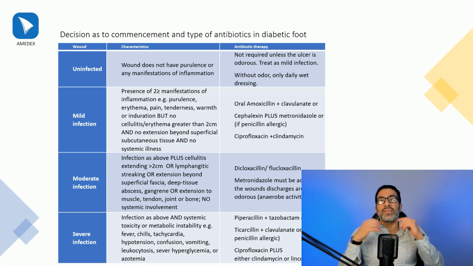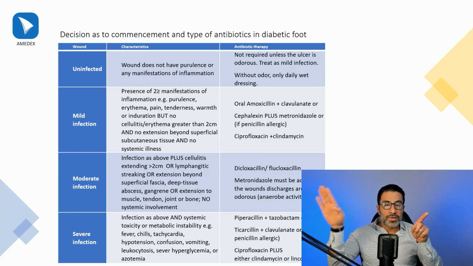So this is mild infection. Let's go through it again. Uninfected, we have no sign of inflammation or purulence, and here comes the fork. If we have odor, we just treat as mild infection. No odor, only daily wet dressing.